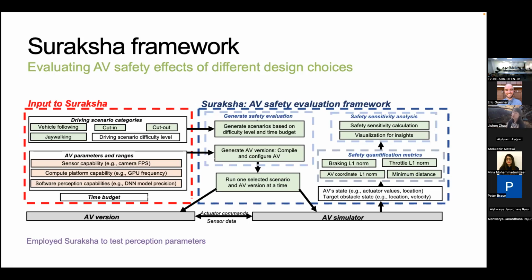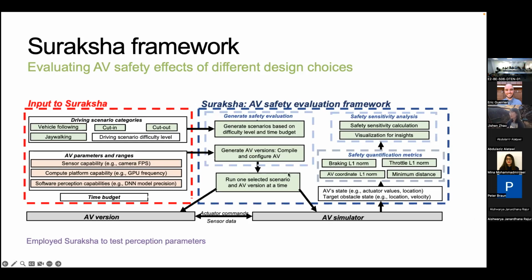The other input to our framework is the parameters. That is related to those low-level components, whose parameters can be configured. For example, the sensor capability, like I mentioned earlier, FPS of the camera, GPU frequency, and the number of GPU cores that can be utilized, and so on. Another input is also the time budget. That is a reaction time requirement that can be mapped to the safety requirement of the self-driving car.